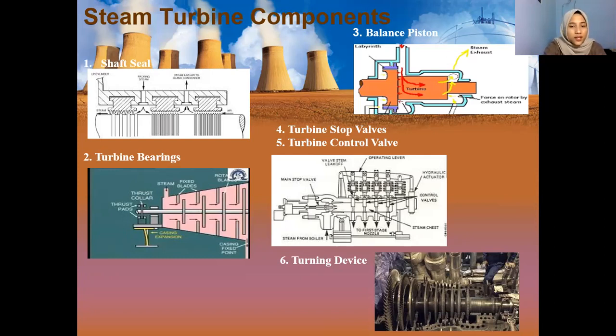And last, number 6, turning device. It is a mechanism to rotate the rotor of the turbine at the time of initial start or after shutdown to prevent distortion or bending due to a heating or cooling process that is not uniform in the rotor. You can see the picture below.